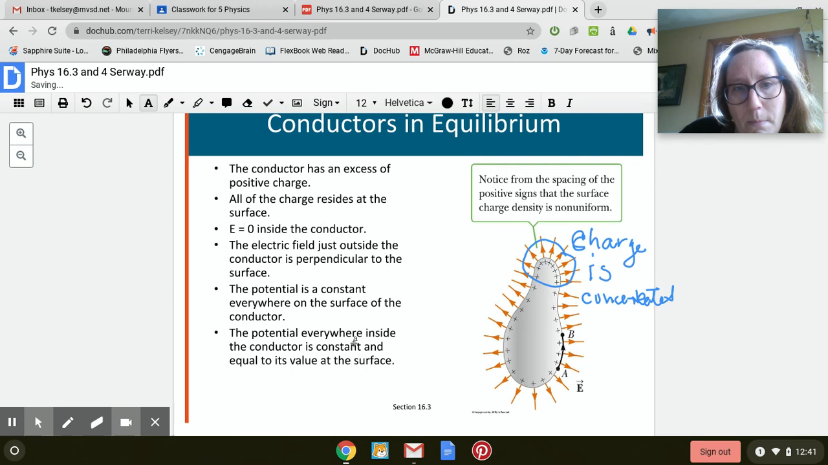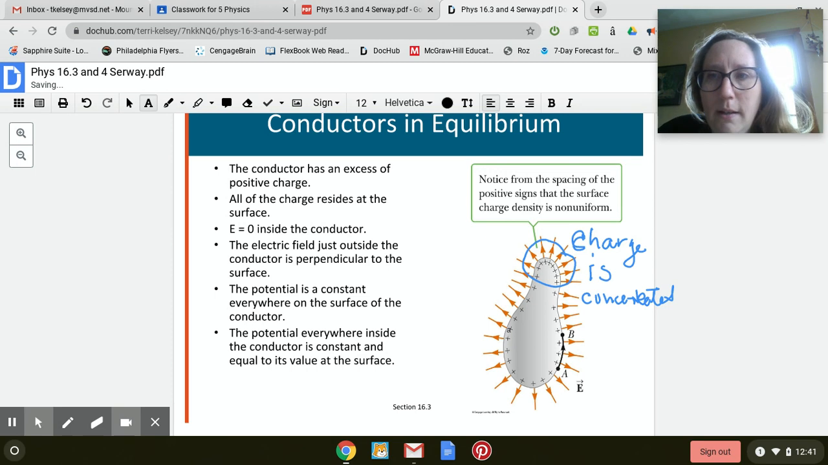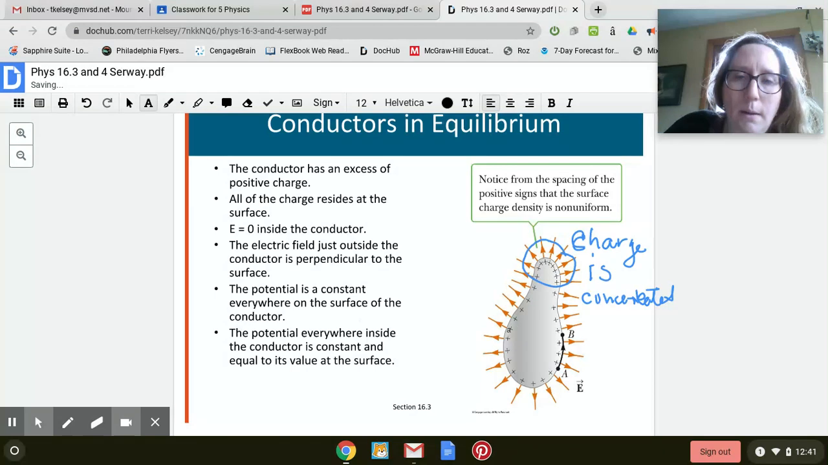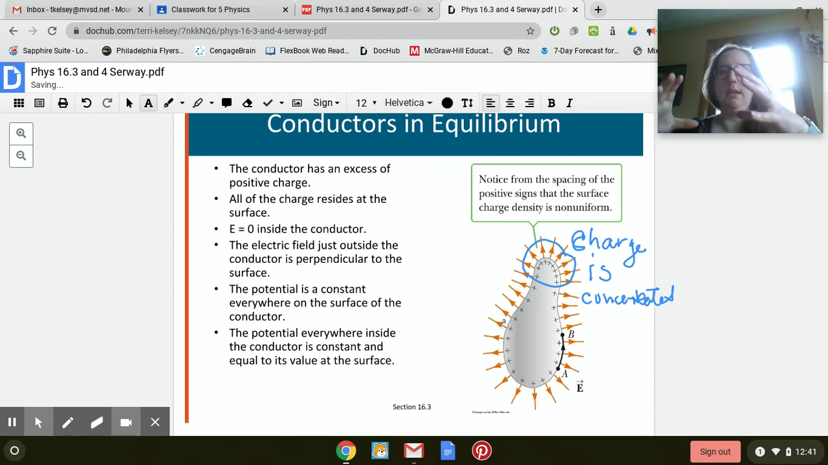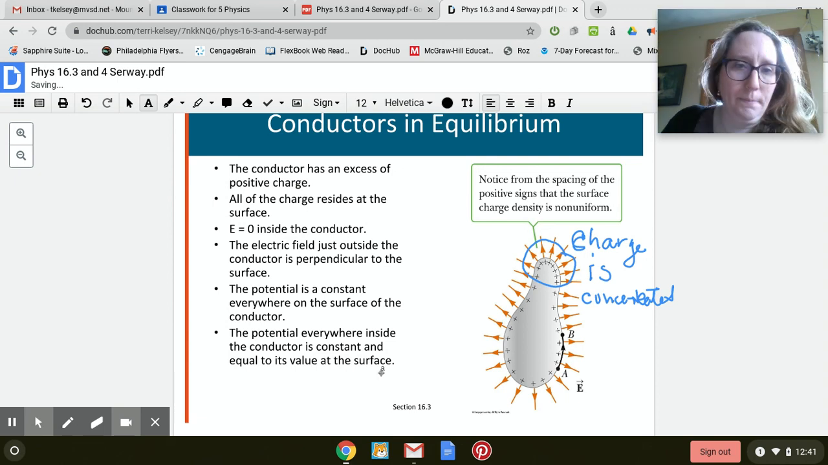The potential is everywhere constant on the surface of the conductor. So the ability to do work caused by its electric charge is the same everywhere on the surface. What you're going to end up finding is if we connect these lines perpendicular to each one, sort of like connect the dots, we'll have a topographic map of potentials. The potential inside of the conductor is always equal to whatever the surface value is. So although there is no field, there is potential inside.